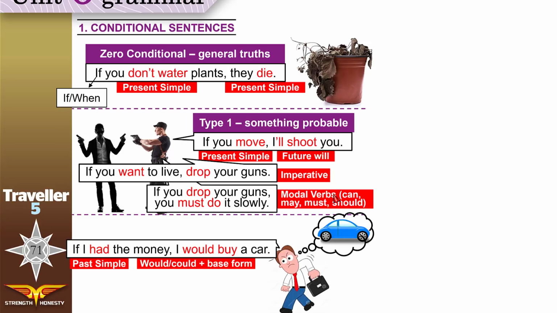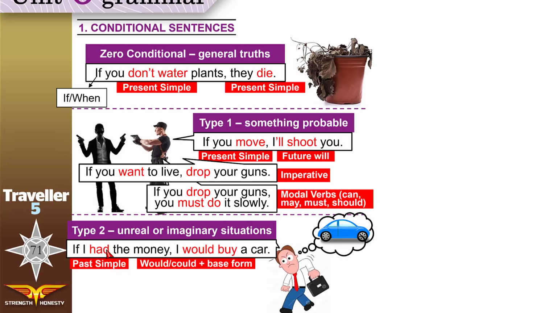Modal verbs. Now, the last situation, the man is only imagining himself having a car. He doesn't have the money. He's only imagining the situation. It's unreal. He doesn't have the money. So this is what he would do if he had the money. Had is a verb. If I had the money, verb in the past.